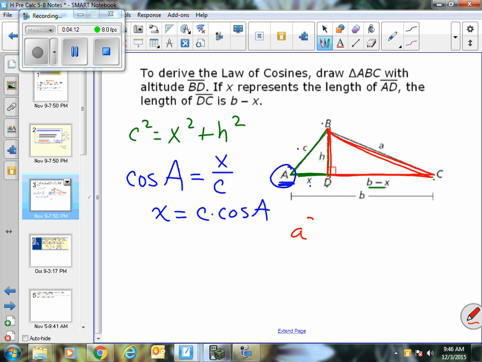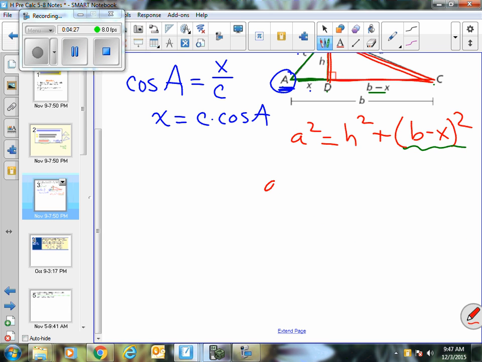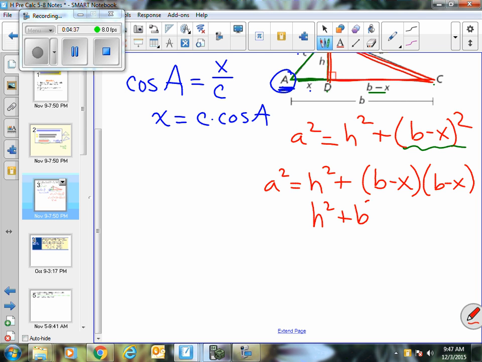So we'd have a squared equals h squared plus b minus x squared. All right, now I actually need you to do the arithmetic, the simplifying for that b minus x squared. So a squared equals h squared plus, we're going to multiply b minus x times b minus x. So first, outside, inside, last. So that would be b squared minus, insides and outsides are the same, and you could say bx or xb, it doesn't matter, but I'll go alphabetical. And then last would be plus x squared.